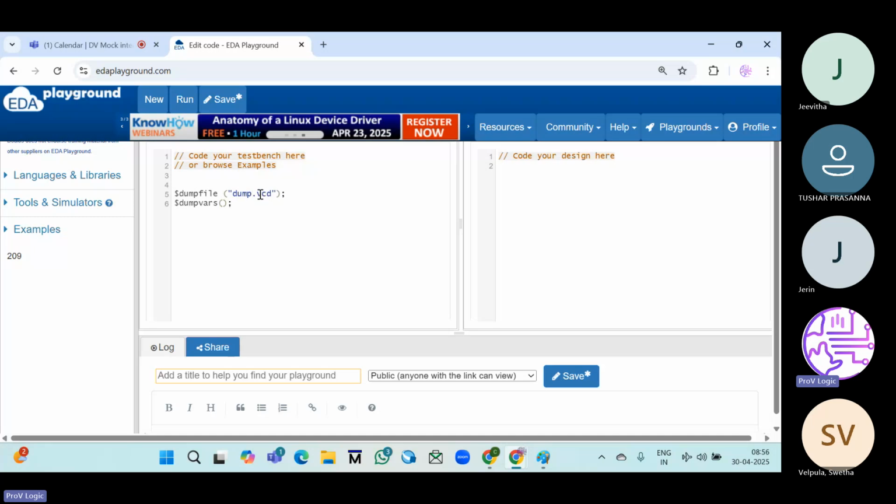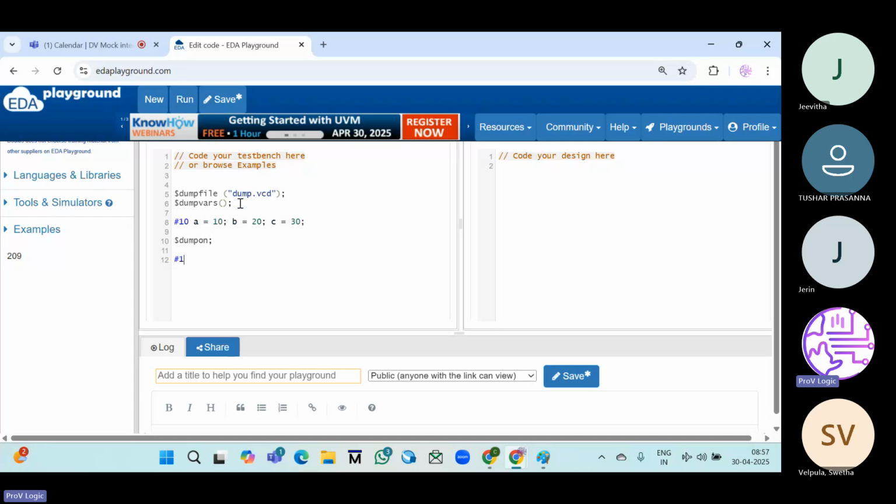Did you understand, everyone? Yes, ma'am. Next, what does on and off mean? Suppose within the initial block, we are assigning A equal to 10, B equal to 20, C equal to 30, some values. We write $dumpon here. After $dumpon, all the variables will be simulated and shown in the waveform.